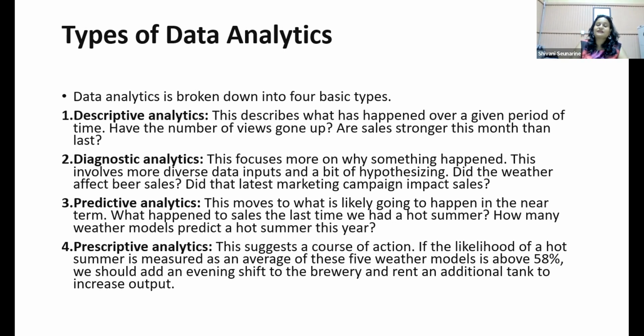Then you have point number 3, which is predictive. This moves to what is likely going to happen in the near term. What happened to sales the last time we had a hot summer? How many weather models predict a hot summer this year? Then you have prescriptive. It suggests a course of action. If the likelihood of a hot summer, measured as an average of these 5 weather models, is above 58%, we should add an evening shift to the brewery and rent an additional tank to increase output.